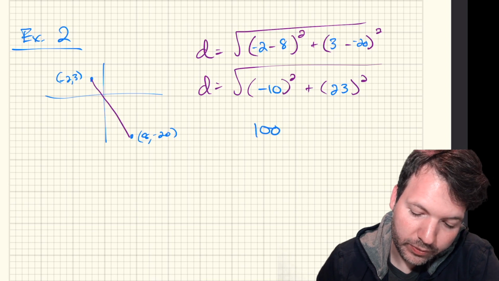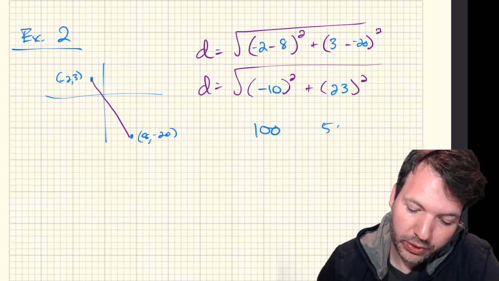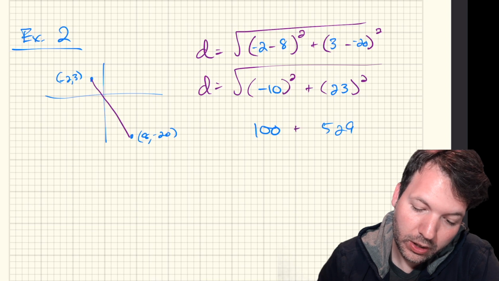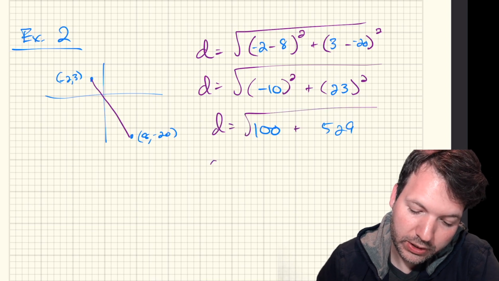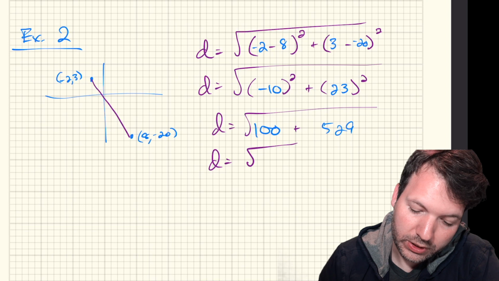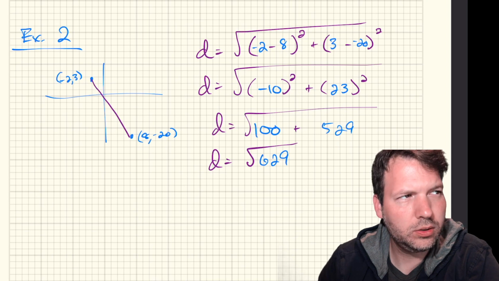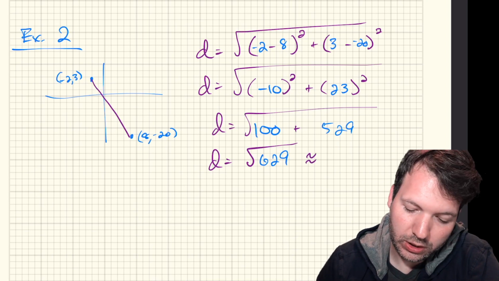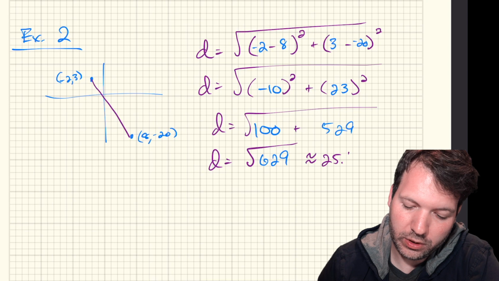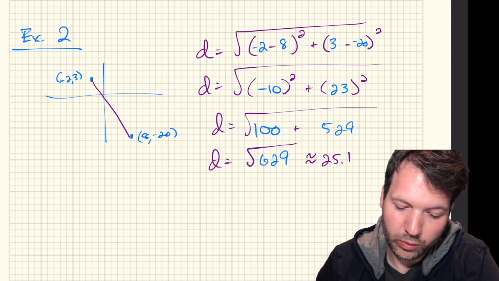Negative 10 squared becomes positive 100. 23 squared becomes 529. We want to add these together and take the square root. So d ends up being the square root of 629, which is just a little bit bigger than 25. I bet it's about 25.1.